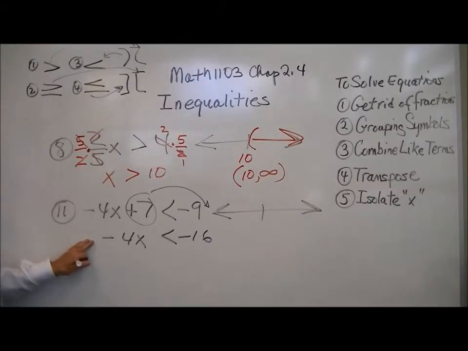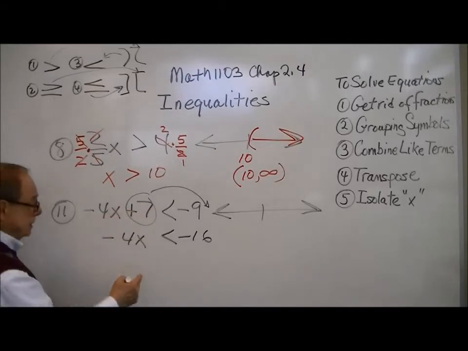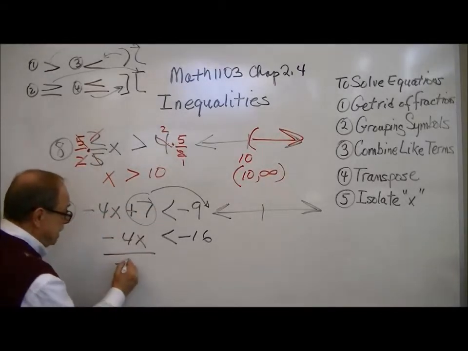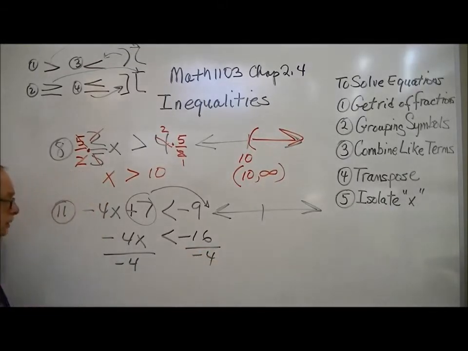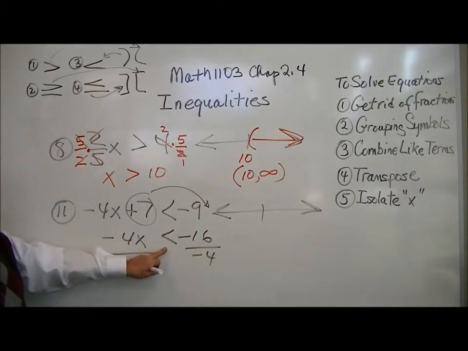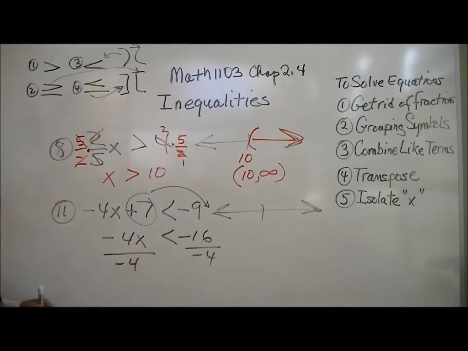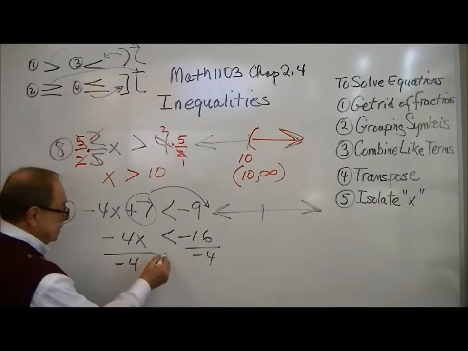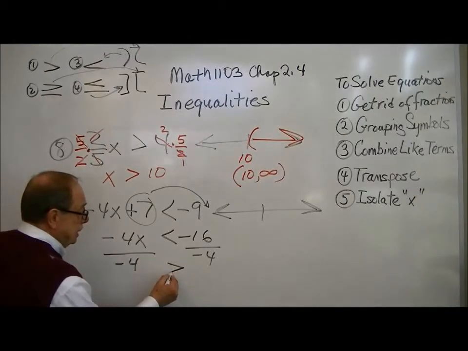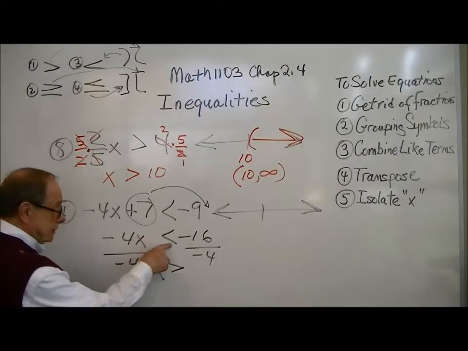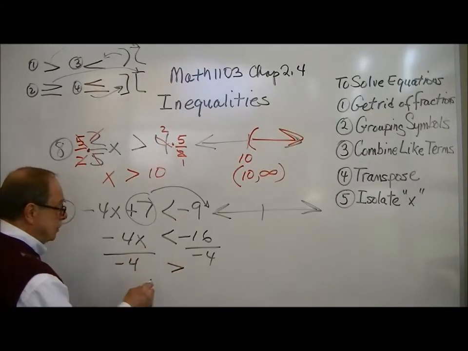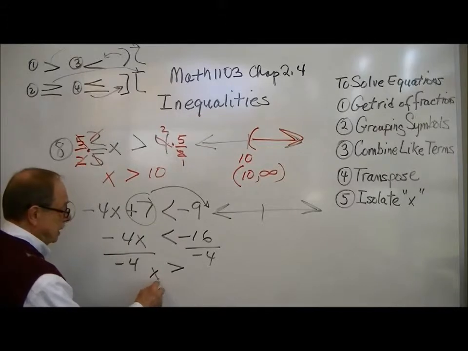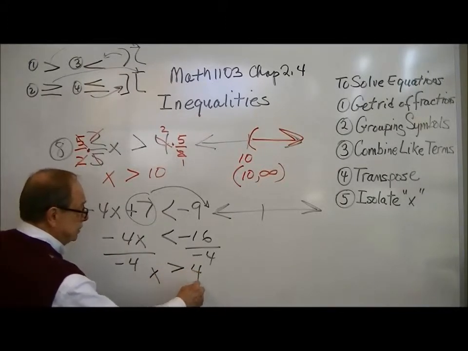And this is a very, very important note: when we go to isolate the x and divide by a negative 4, in order to keep this statement true, we have to reverse the direction of our inequality sign. Here it's less than. It will now become greater than. And I'll show you why that's true. There's my x, and this will be 4.